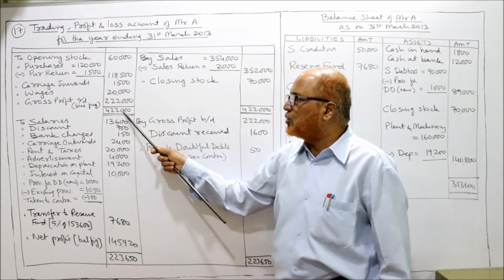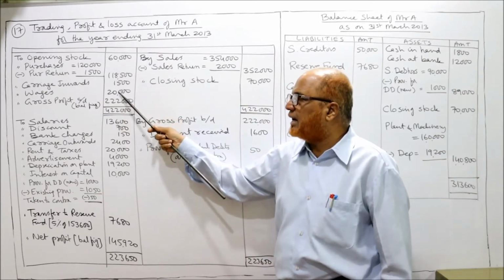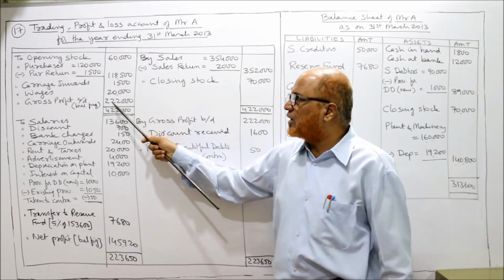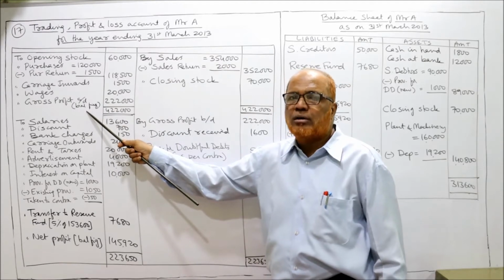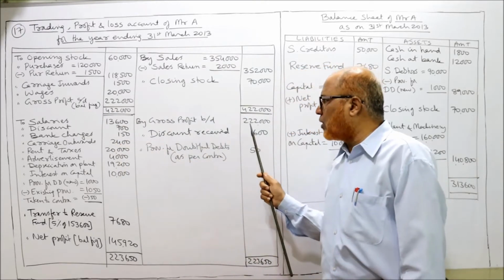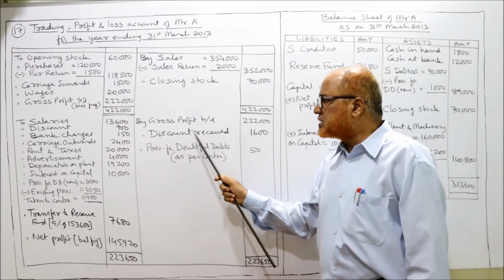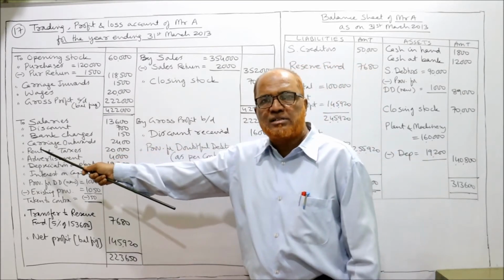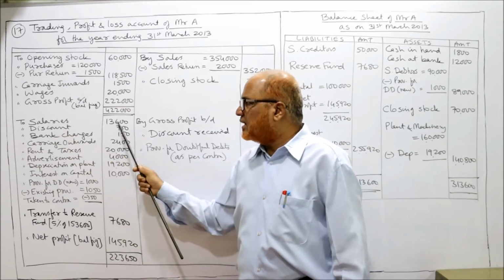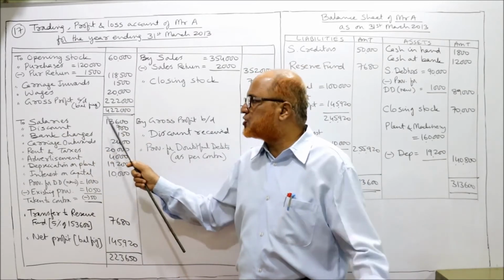So 4,22,000 minus all the debit items, we are getting a balancing figure of 2,22,000. This is the gross profit carried down, now brought down. By gross profit brought down 2,22,000. Now discount received, it is given as 1,600. Now come to debit side first. Salaries 13,600 directly, no adjustment.